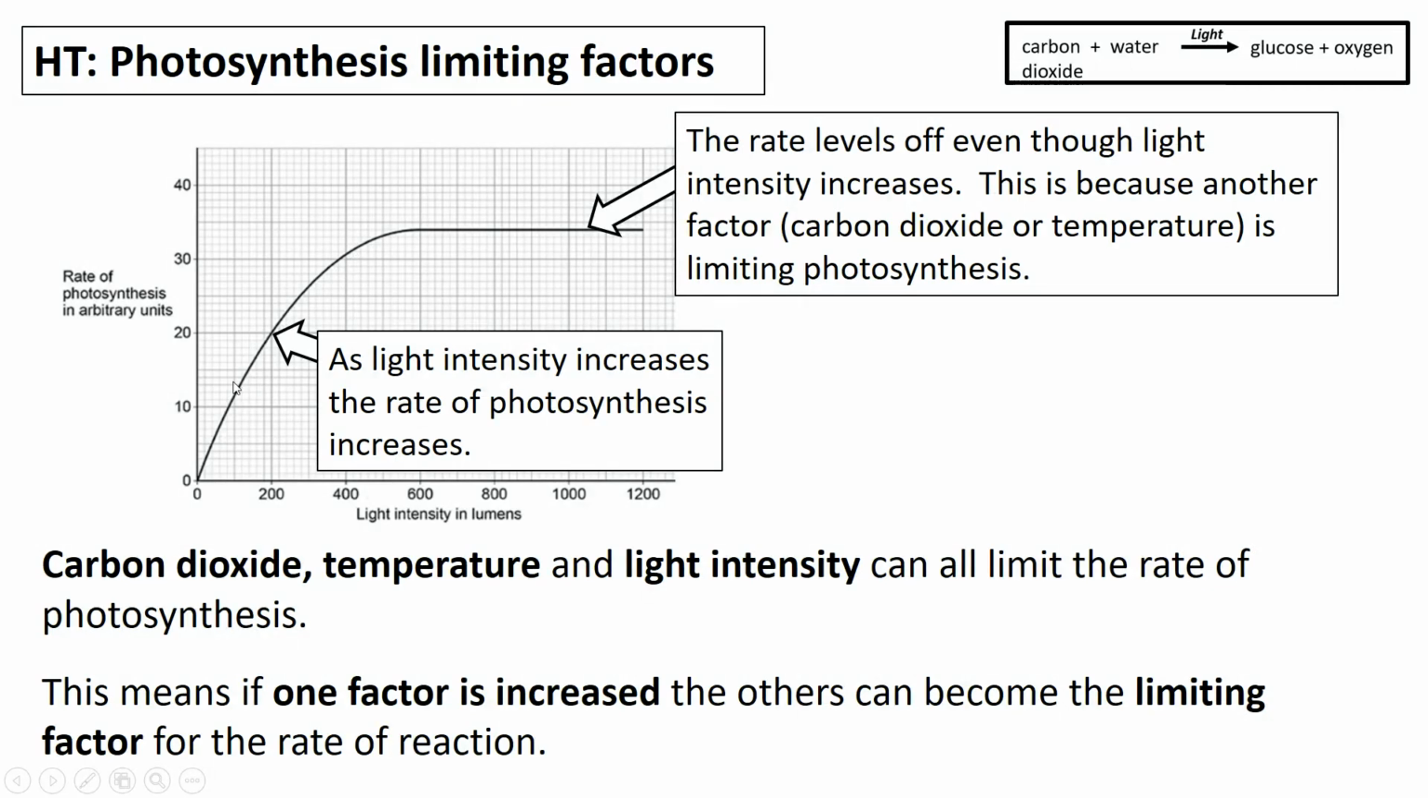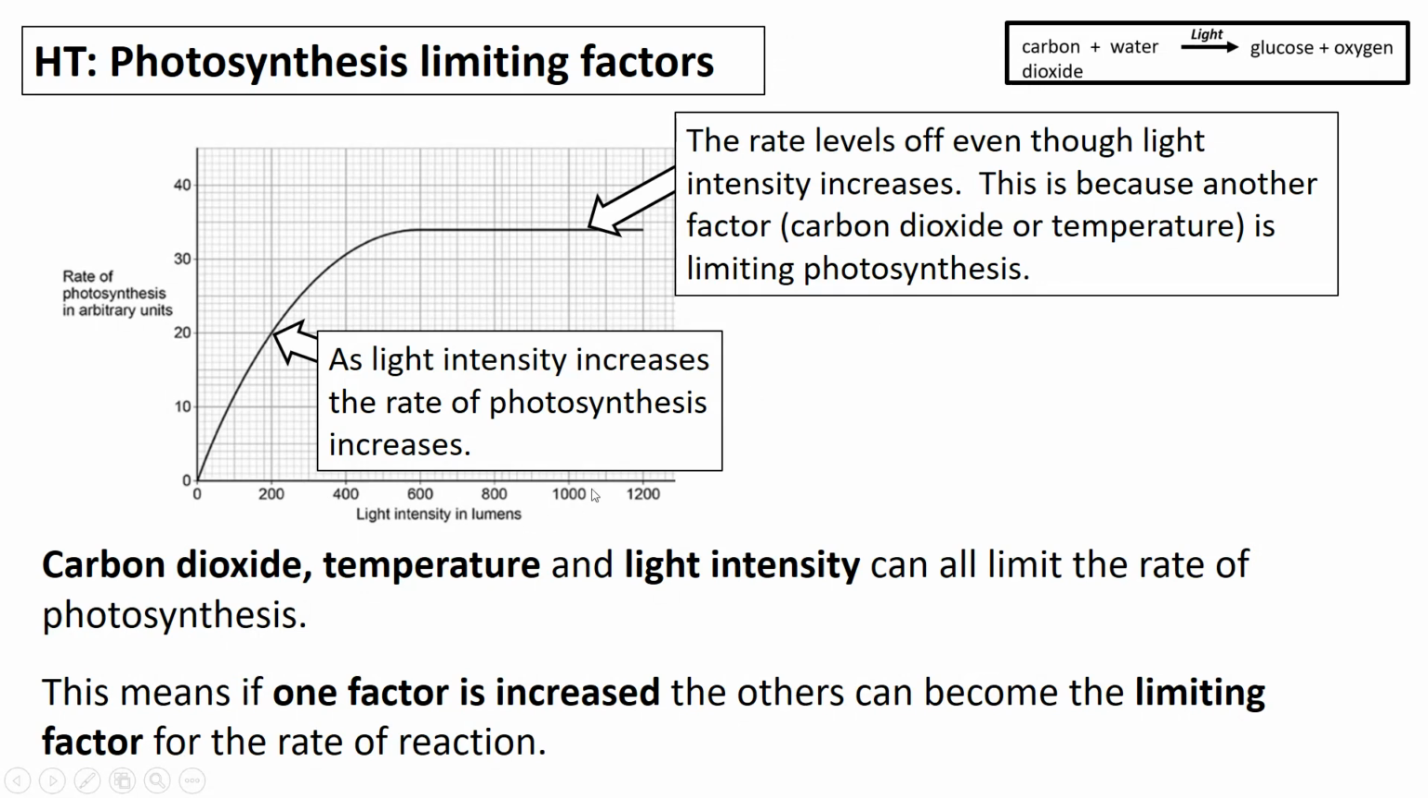So at that point in that graph, the light intensity is actually limiting the rate of photosynthesis. When you get to the maximum rate of photosynthesis, it levels off. This means that it doesn't matter how much more light intensity you put in, there is another factor limiting the rate of photosynthesis, and that could be carbon dioxide or temperature.